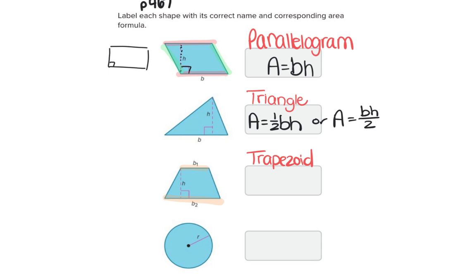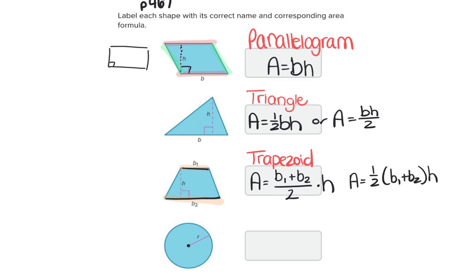For a trapezoid, we're going to identify what our two bases are. It doesn't matter which one you call base 1 or base 2, but to get the area, you're doing base 1 plus base 2. So you're adding those two bases together and then dividing by 2 and multiplying by the height. Sometimes you'll also see it written this way: area equals 1/2 (B1 plus B2) times height. And again, you can decide which of those you prefer.